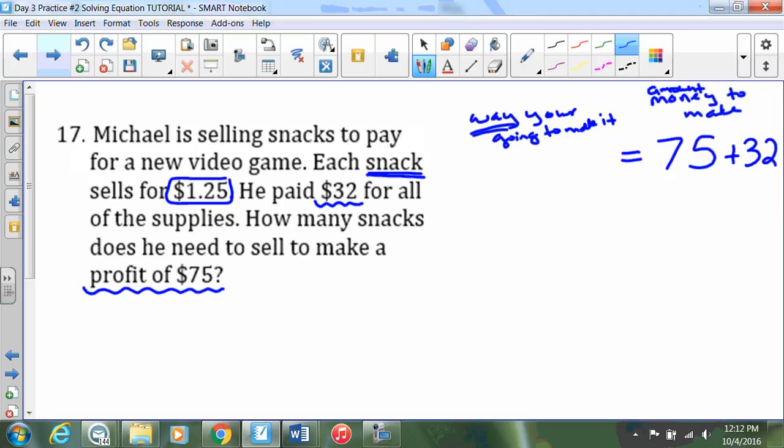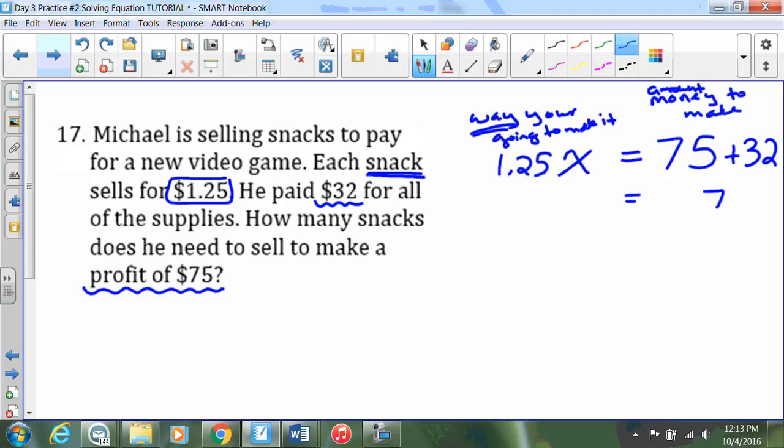Do we know how many snacks he's selling? We have no idea. So that's where our x is, but we know each snack is going to be sold for $1.25. So on the left side, he's going to make his money by selling snacks for $1.25, and on the right side, we know that he's got to, let's go ahead and add these up together.